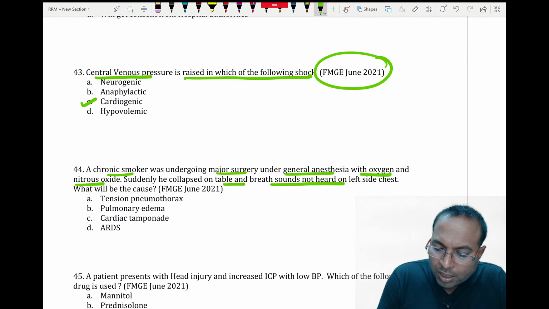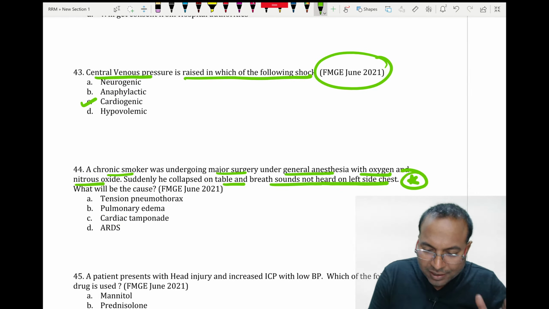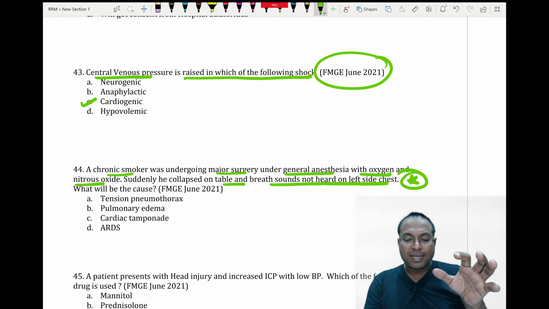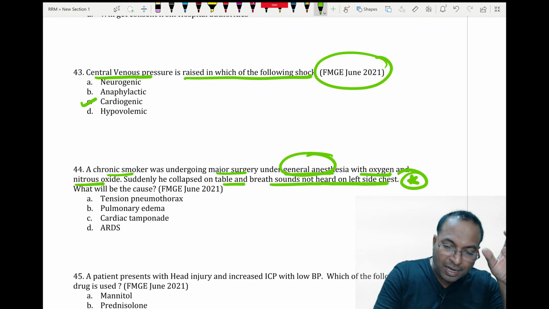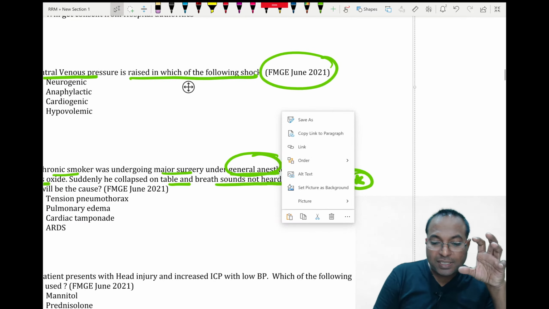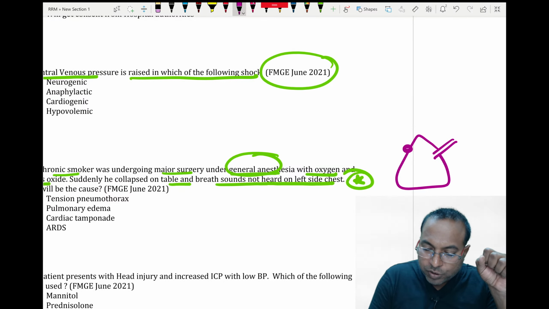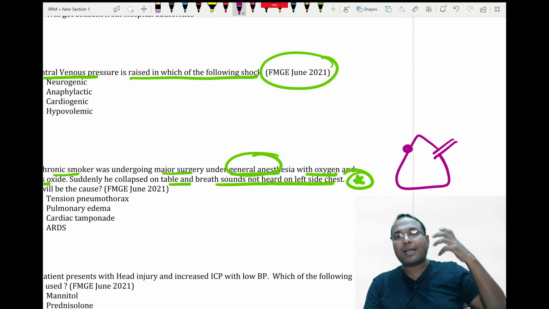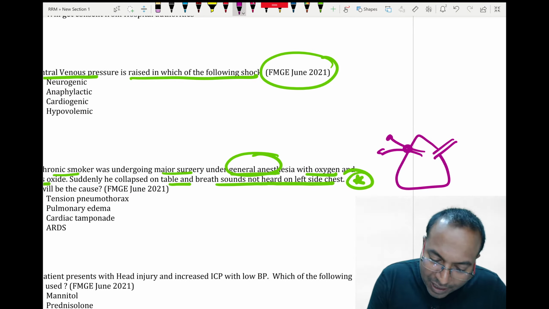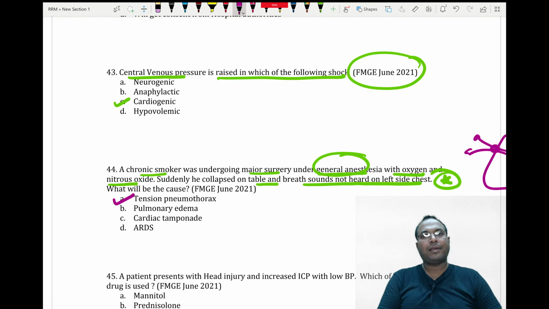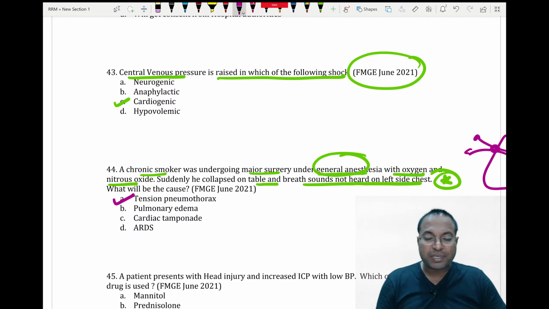Breath sounds are not heard on the left side. Another question on pneumothorax. Why is this a pneumothorax? Please understand, when you are using general anesthesia, the positive pressure can cause rupture of the bulla. Please remember, a bulla in the lungs can get ruptured, and that will cause air leaking outside, and that's a case of tension pneumothorax. Immediately you should put an ICD, otherwise the patient will die.